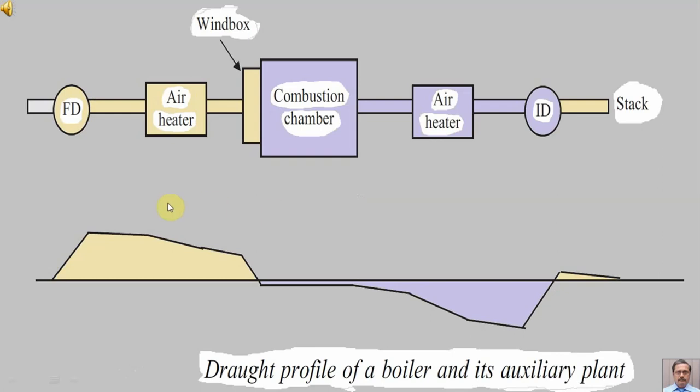In this diagram, we are showing the example of the balanced draft. Here we can see that we are using a forced draft fan, we are using an induced draft fan, and the combination of the two is producing a balanced draft in the combustion chamber. In the combustion chamber, the draft is just a little bit below the atmospheric pressure.